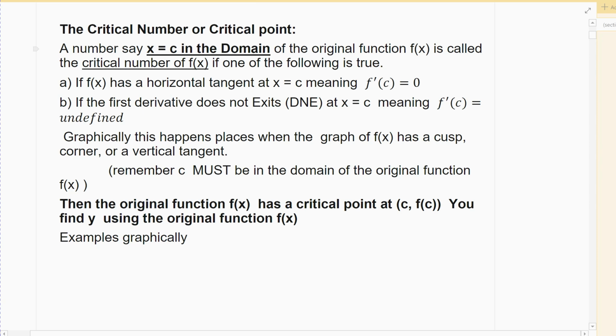Vertical lines have slopes that are undefined. The derivative finds slope, so if the slope is undefined, so is the derivative. Those are the two things that are happening. Those are still critical moments, because remember, C is in the domain. It's part of the original function. It just happens to not be a part of the derivative.